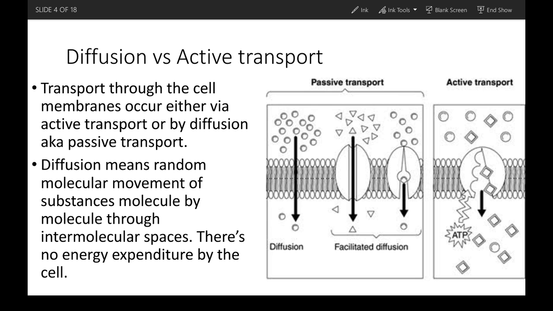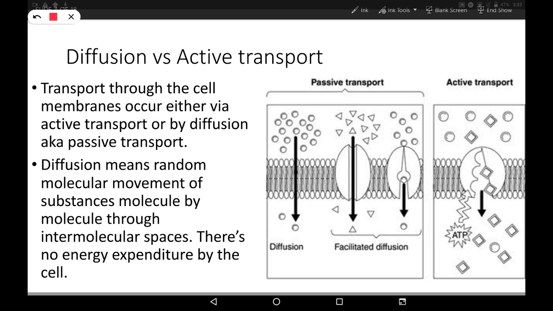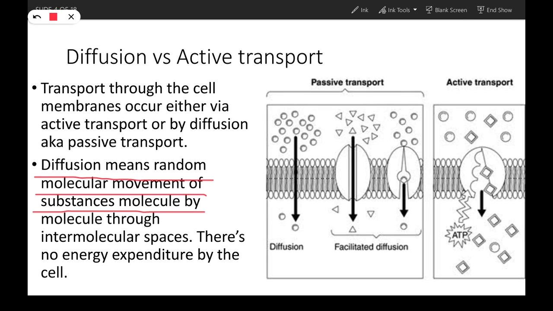then that movement is known as active transport. Now again we can see here that diffusion means random molecular movement of substance, molecule by molecule, through intermolecular spaces. There is no energy expenditure by the cell. So if this is a lipid bilayer and these are the molecules, they diffuse to the inside of the cell via passive transport or diffusion. There is no protein required for the movement of these molecules, and diffusion generally occurs of those molecules which are soluble in lipid.